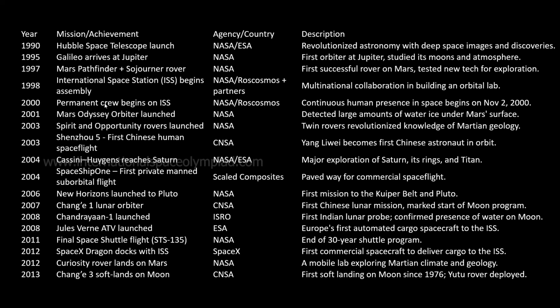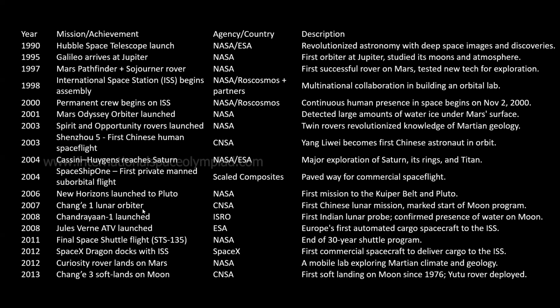Okay. Then permanent crew begins on ISS in 2000. Then Mars Odyssey orbiter launched. Then Spirit and Opportunity rovers launched. Then Shenzhou, first Chinese human spaceflight in 2003. Cassini-Huygens reached Saturn, that we discussed yesterday. If you remember, Huygens was a probe used to study Titan. Then this is SpaceShipOne, another important thing in 2004. That is the first private manned suborbital flight. So SpaceShipOne is the private one. Okay. Then New Horizons launched to Pluto.